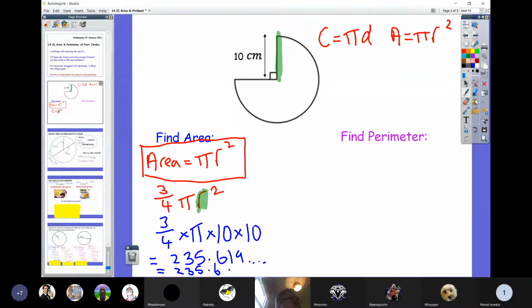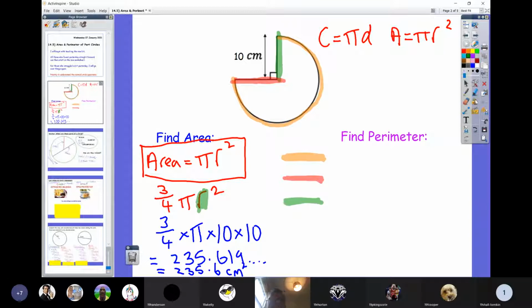Now working out the perimeter, there's a bit more work to it. First of all, we've got to work out the length of the curvy bit, which I'm just doing in orange. But remember what perimeter means. It means running all the way around the shape. So we would be running around the orange bit, then we would be running along that red bit back to the center, and then we would be running upwards back to where we started with the green bit.